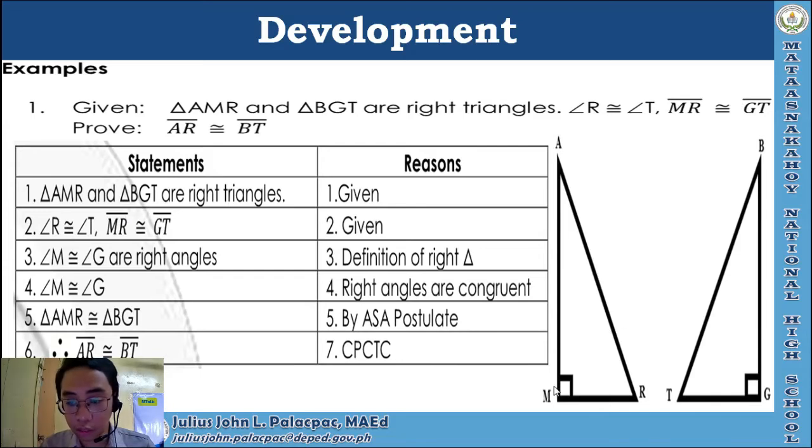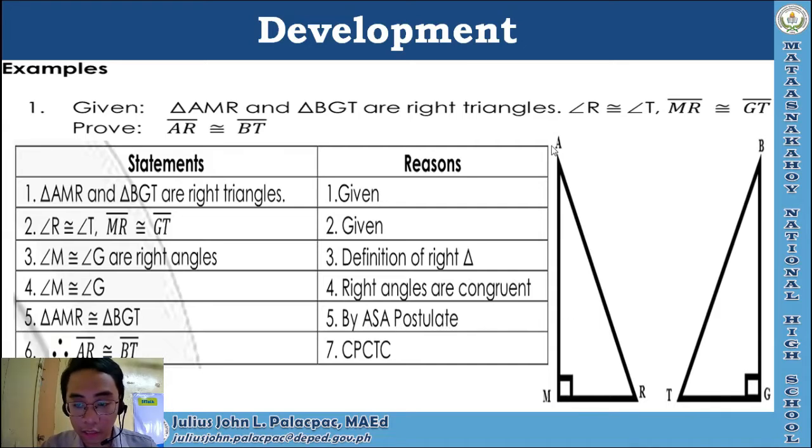And then, kung makikita nyo, angle M and angle G is congruent. Dahil sila ay right angles. So, lalagay nyo, angle M is congruent to angle G, which are right angles. Definition of right triangle. Angle M is congruent to angle G, because right triangles are congruent. And then triangle AMR and triangle BGT will be congruent by ASA postulate.